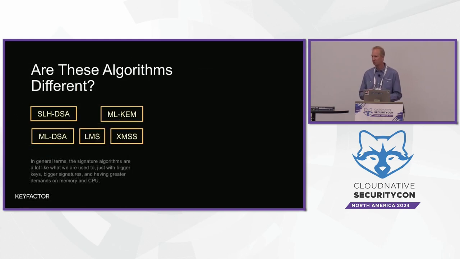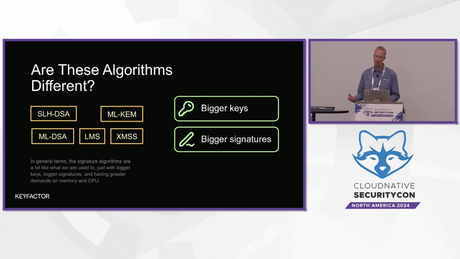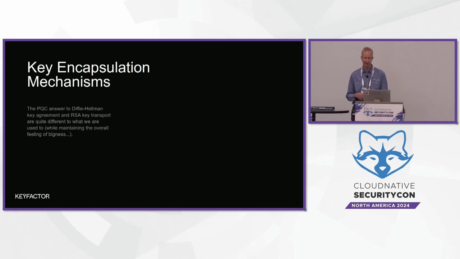And what we have to consider is that these algorithms are different from what we're used to. So in what way are they different? Keys are a lot bigger. We'll see an example of that later on. Digital signatures are a lot bigger. So this might be important, or it might not affect you at all. It depends on the specific use case, but that's something that needs to be considered. And these KEMs, or key encapsulation methods, work quite differently, which is why there is a need for protocol redesign and such things.